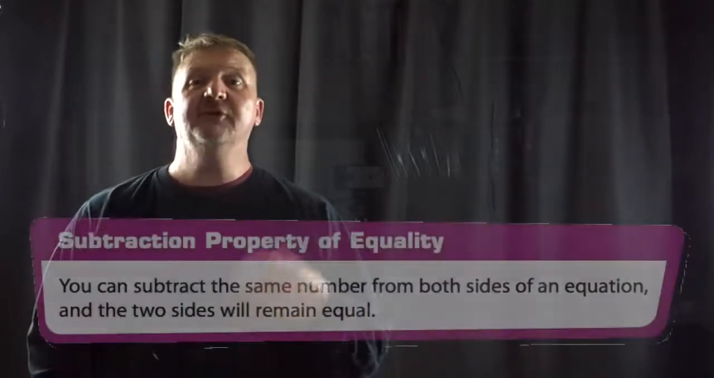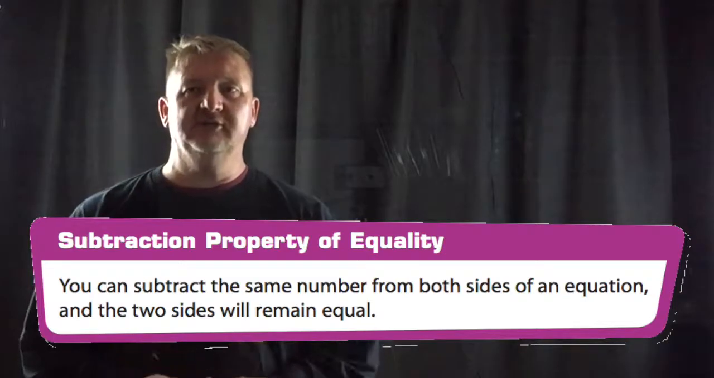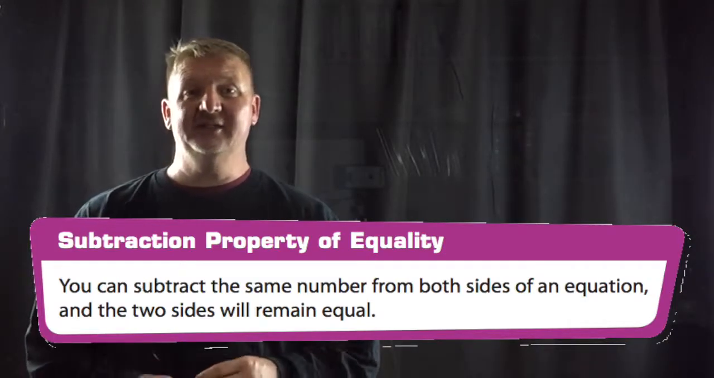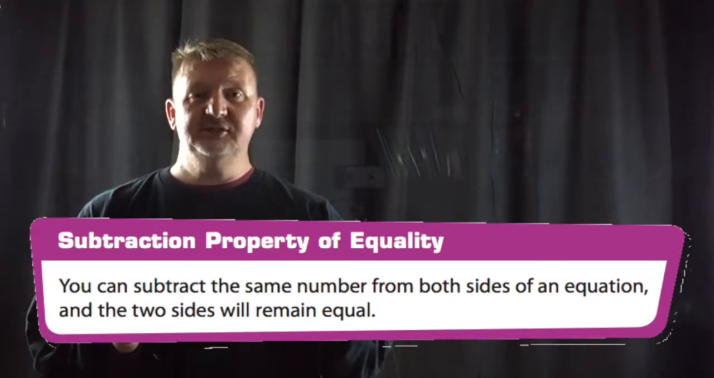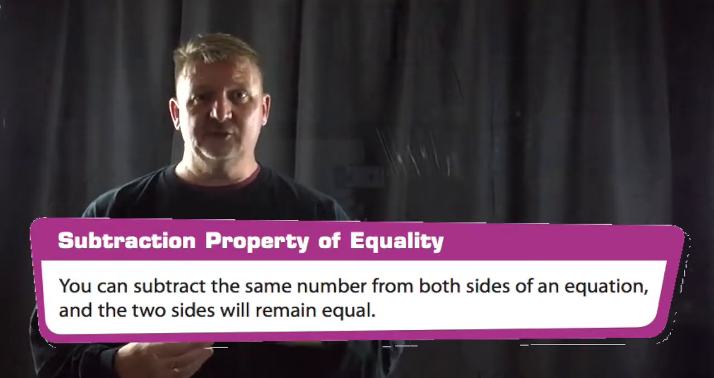Hey, boys and girls, today we're going to be talking about addition equations, okay? The first thing we need to know about an addition equation, however, is something we call the rule of subtraction, okay? What the rule of subtraction says is that I can subtract any number from both sides of an equation, and that equation will remain equal, okay? Both sides will stay equal.